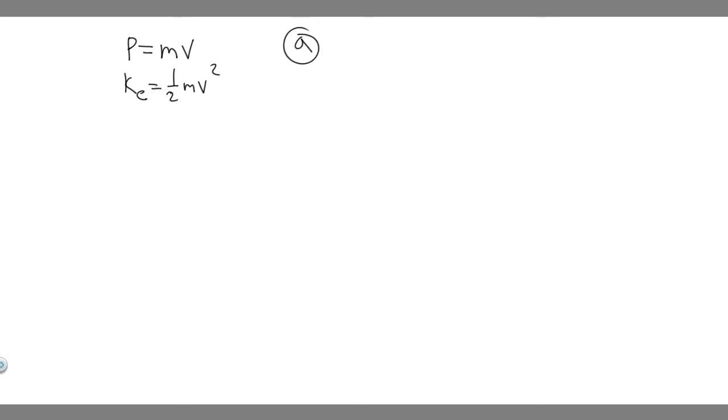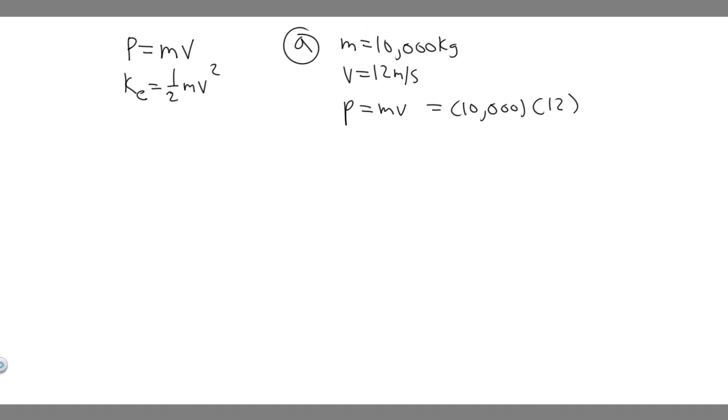A is, what is the magnitude of momentum of a 10,000 kilogram truck whose speed is 12 meters per second? So we're given the mass, which is 10,000 kilograms, and the speed, or velocity, which is 12 meters per second. We're trying to solve for the momentum, which is P equals mv. So all we have to do is multiply the mass times the velocity. So it's 10,000 kilograms multiplied by 12, which is 120,000. The units are kilogram meters per second. So 120,000 kilogram meters per second.